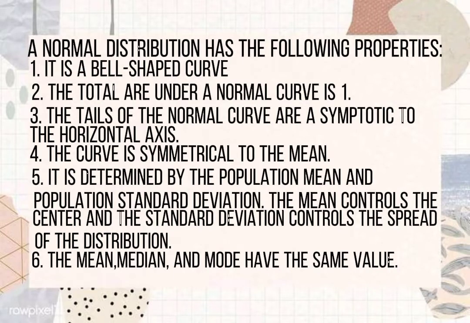A normal distribution has the following properties. First, it is a bell-shaped curve. Second, the total area under a normal curve is 1. Third, the tails of the normal curve are asymptotic to the horizontal axis. Fourth, the curve is symmetrical about the mean. Fifth, it is determined by the population mean and population standard deviation. The mean controls the center and the standard deviation controls the spread of the distribution. And the last, the mean, median, and mode have the same value.